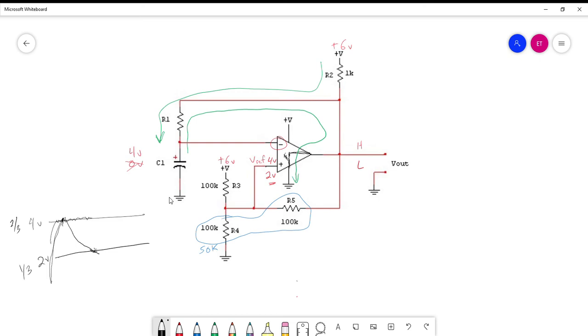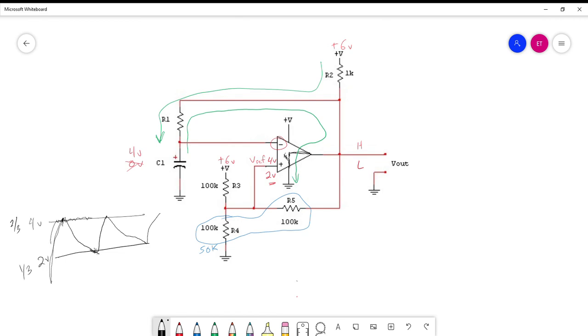Nice little trick. And then it just repeats. The capacitor dips below 2 volts, the output switches state, so does the reference voltage. It's not 2 volts anymore, it's 4 volts. So the capacitor is always chasing after our new reference voltage. Okay, and this is the relaxation oscillator. It charges up and discharges continuously.